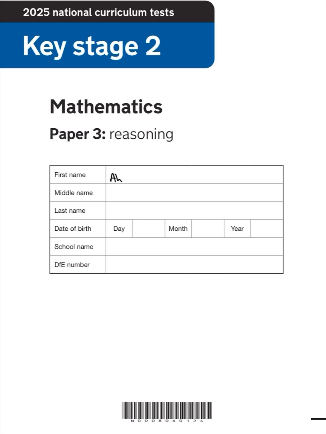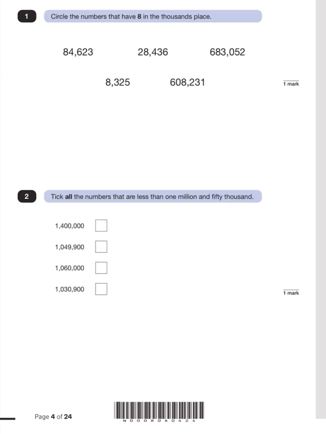Hi, in this video I'm going to show you how I would complete the third maths paper from the 2025 SATs. Number 1. Circle the numbers that have 8 in the thousands place. So not this one has it, not this one, yes, this one, yes.